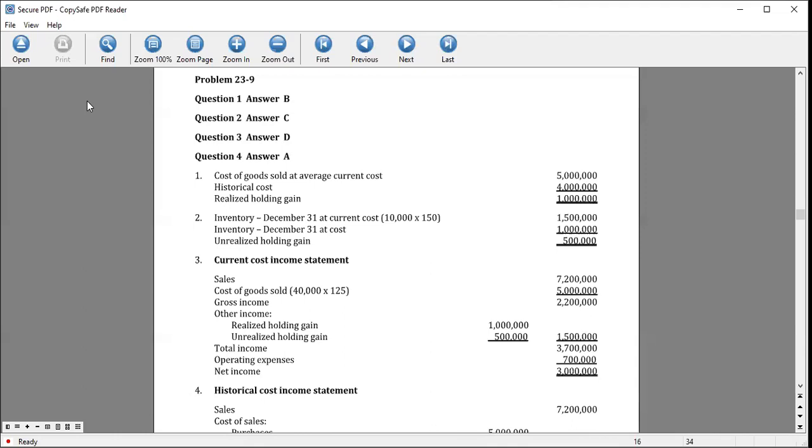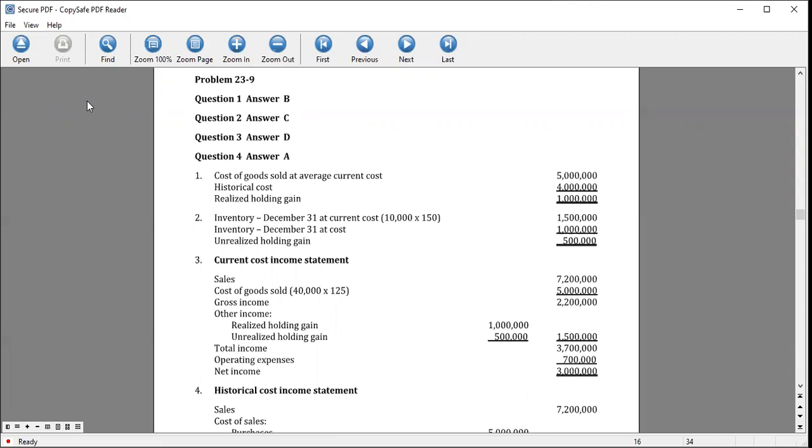So 10,000 multiplied by 150, that's the ending inventory. 50,000, and we have to deduct the 40,000. So the ending inventory of 10,000 units, then you multiply that by 150 at year end. Then the inventory at cost is 10,000 units at 100 or 1 million. The unrealized holding gain, unrealized because it's still unsold.